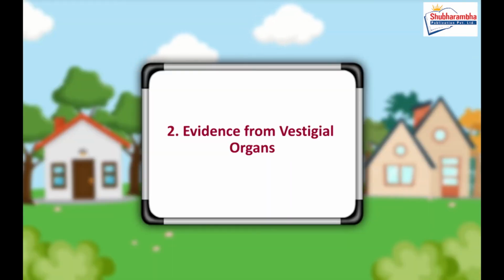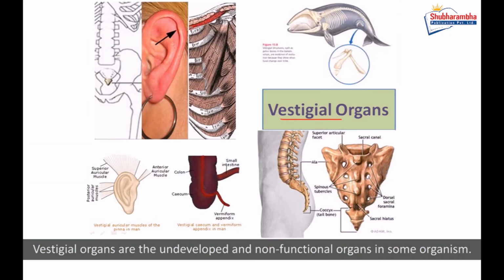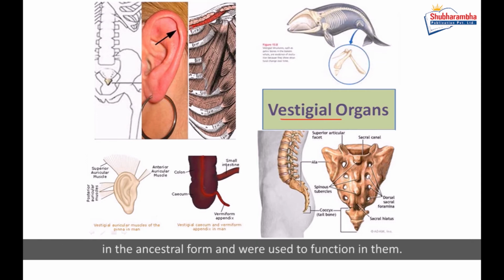2. Evidence from vestigial organs. Vestigial organs are the undeveloped and non-functional organs in some organisms. The same organs in other organisms are found well developed and functional. The vermiform appendix, tailbone, ear muscles, conjunctiva, wisdom tooth, segmented muscles of the abdomen are some examples of vestigial organs of man. The presence of these organs in the body shows that they were present in the ancestral form and used to function in them. However, in some forms, they lost their utility and became non-functional.